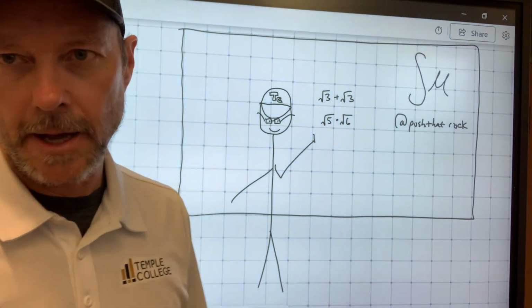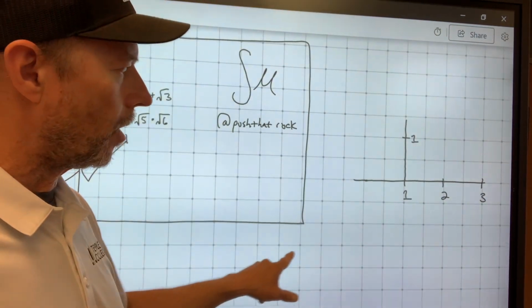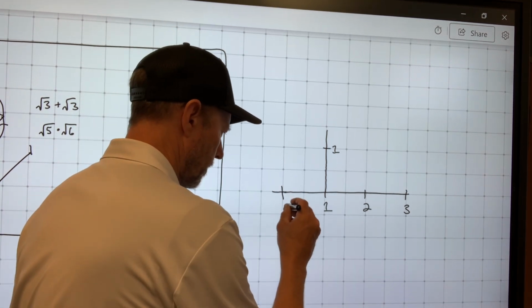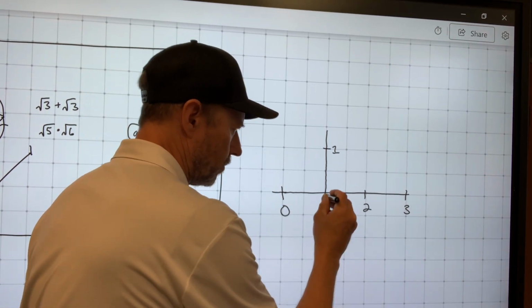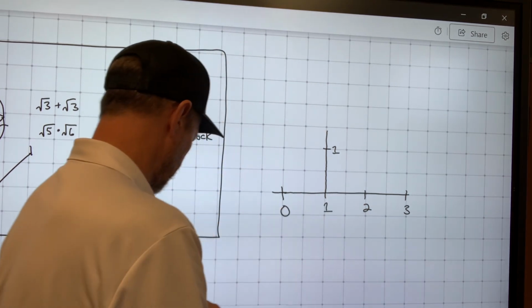Let's talk about radicals for a minute. So we're all familiar with the number line. If we have a number line, it starts at 0, we decide that this is 1 unit, and we add a unit to the first unit.